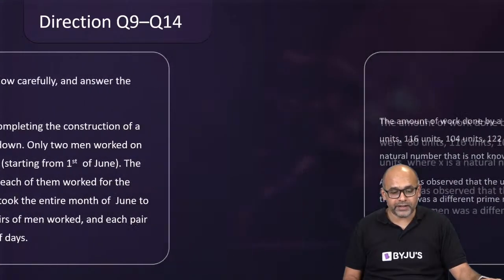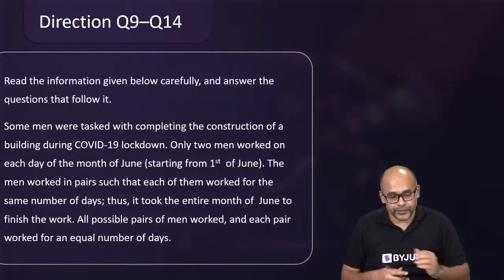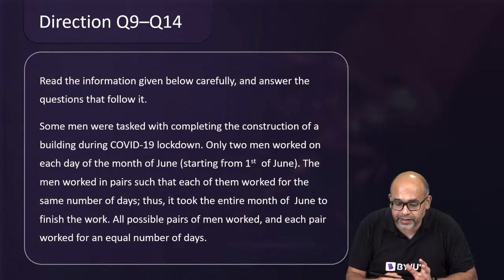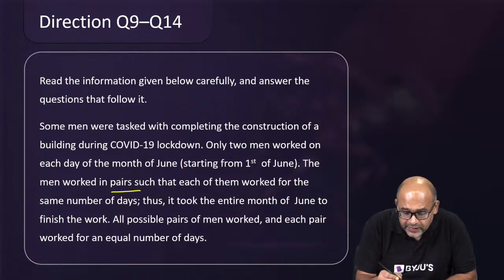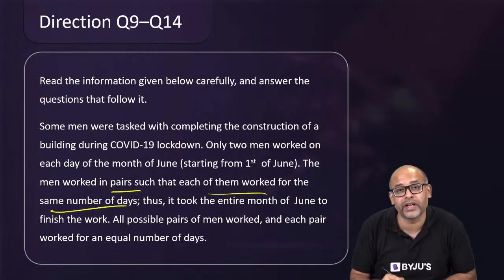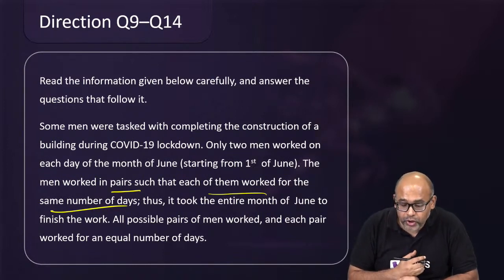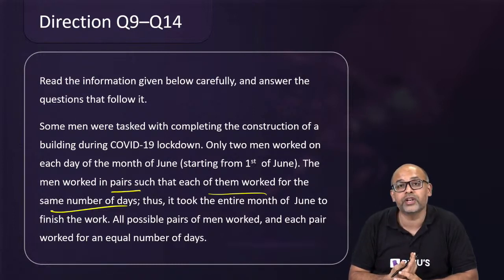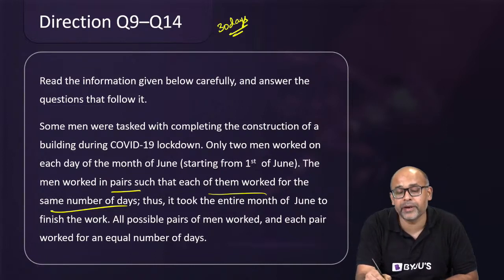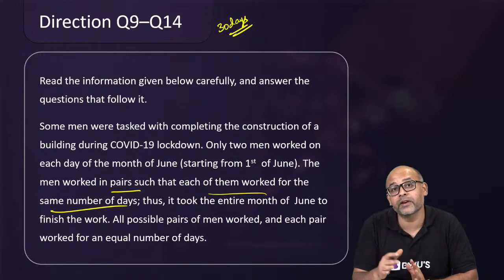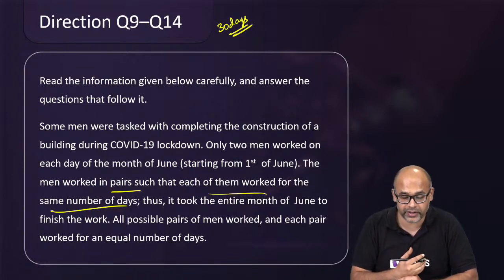So let's understand what is happening in this set, guys. We have some men tasked with completing the construction of a building during the COVID-19 lockdown. Only 2 men worked on each day of the month, starting from the 1st of June. The men worked in pairs such that each of them worked for the same number of days. Thus, it took the entire month of June to finish the work. So the entire month of June, total 30 days. But everybody may not be working every day. But everybody worked for an equal number of days to finish the work.